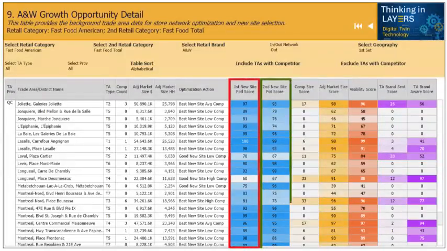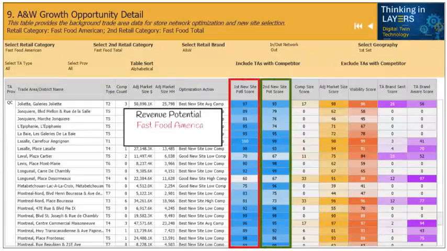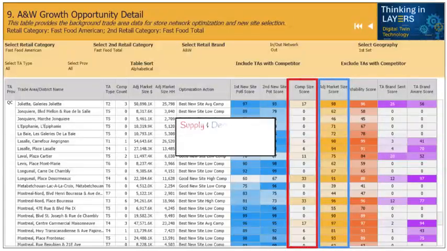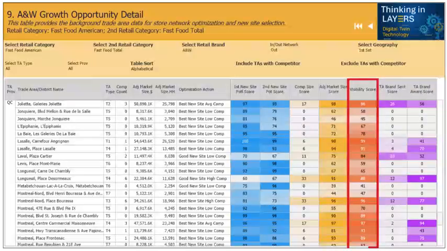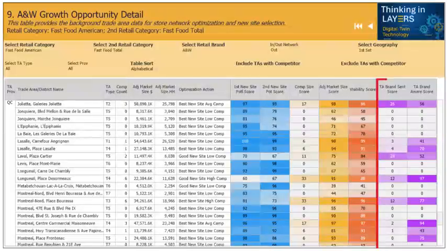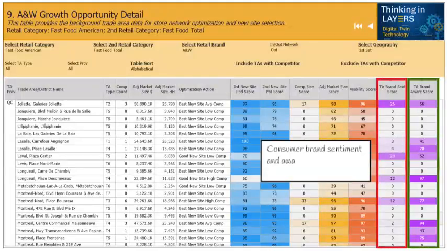The first 2 colored columns indicate the revenue potential for American fast food and total fast food in this example. The next 2 columns are input, supply, and demand scores that deepen our understanding of why revenue potential is the level it is. The next column is the visibility score, which is like demand, except it includes all households living in the trade area. And then the last 2 columns are consumer sentiment and awareness scores for the existing competitors, if any.